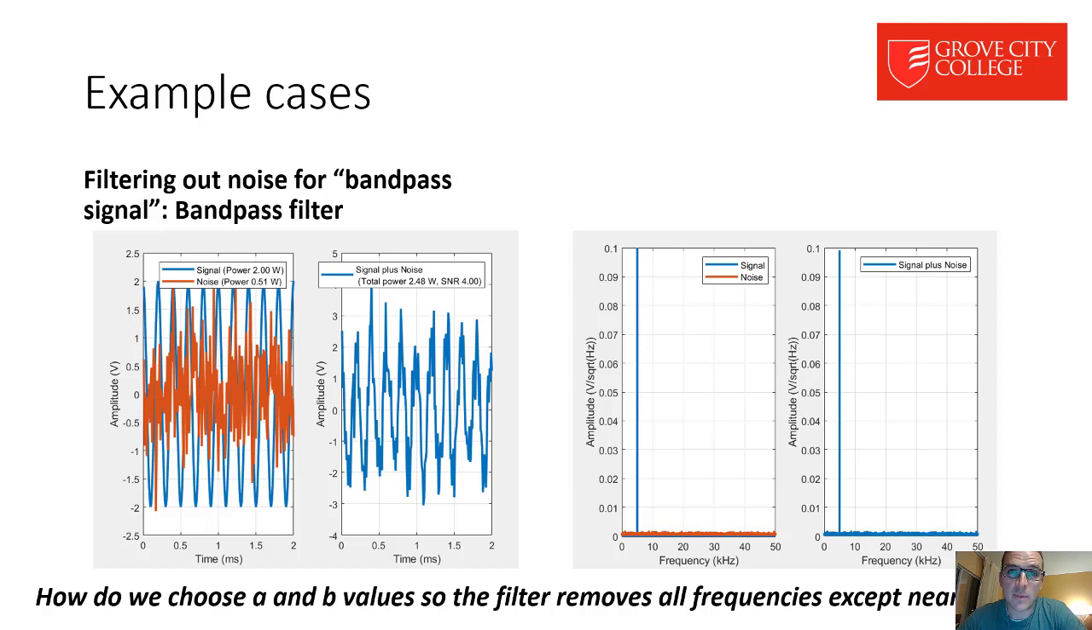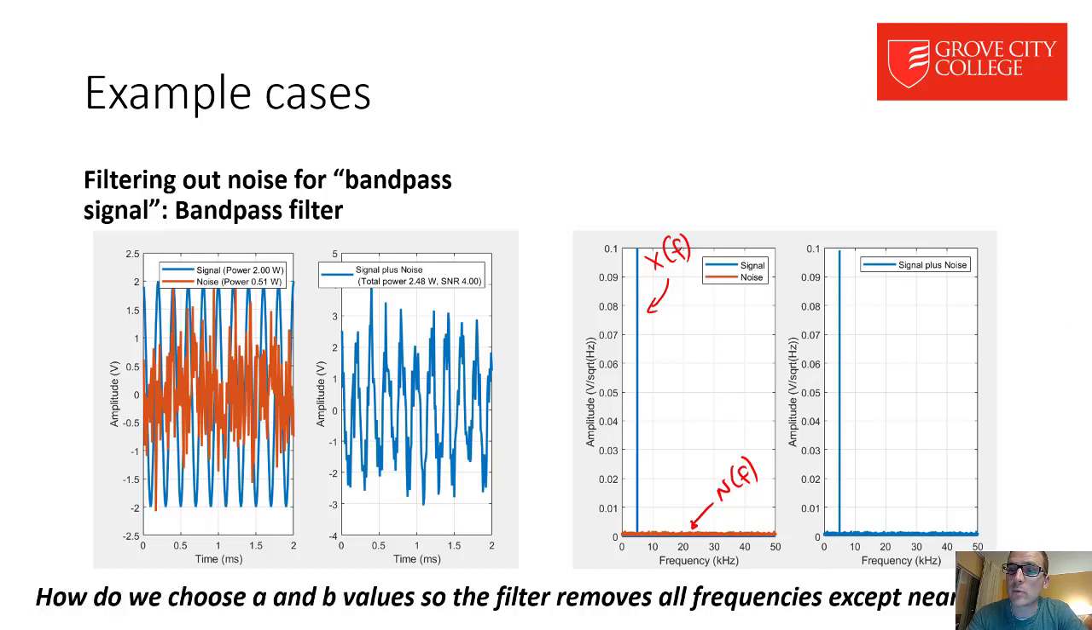If we look in the frequency domain, we see that that signal is quite strong at 5 kilohertz. That's the frequency of the sinusoid. And the noise is really pretty weak, but it's everywhere. What if we could remove all the noise that's not around 5 kilohertz?